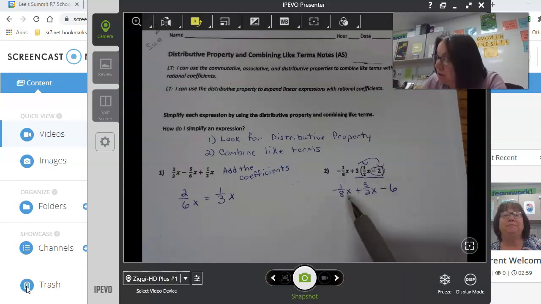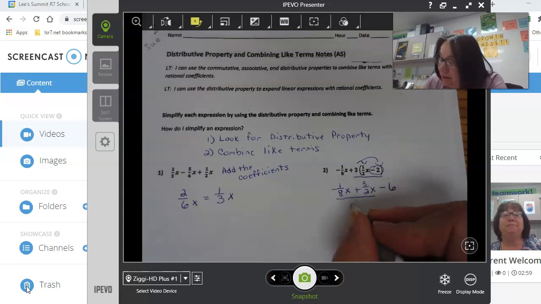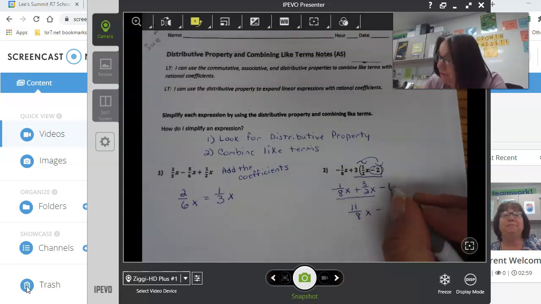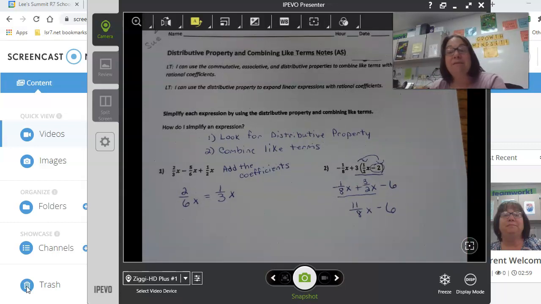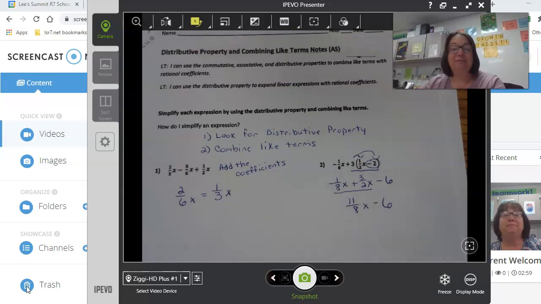Now, my like terms are together, so I can add negative 1/8 and 3/2, which would give me 11/8 x. And then I still have the constant of negative 6 or minus 6. So remember that adding a negative is the same as subtracting. So I can think of this as plus a negative 6 or just minus 6.